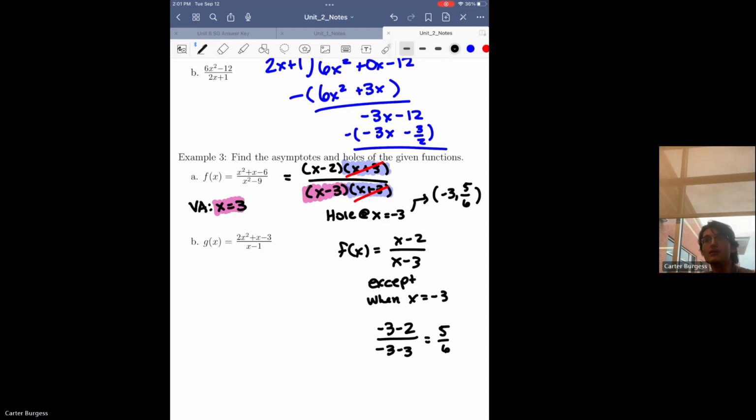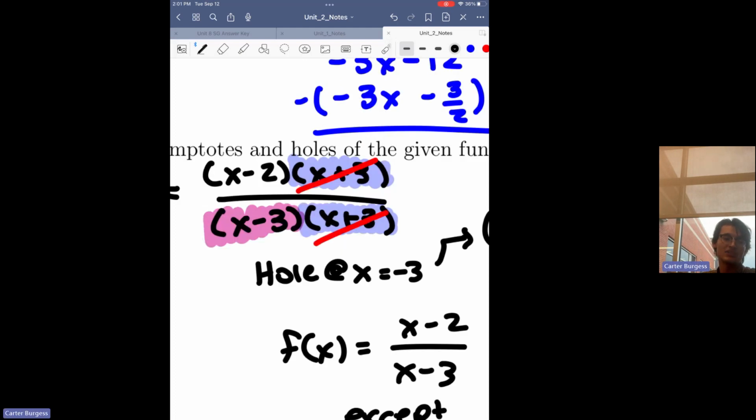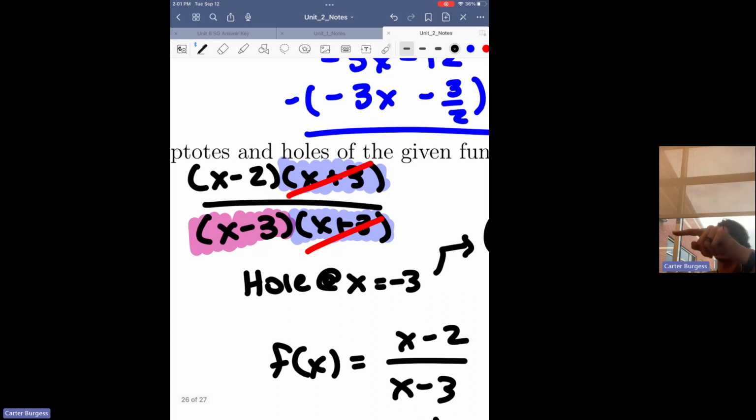Yeah, Dylan. So the root that is repeated is x plus 3, but the 0 that is repeated is negative 3. So it's the 0 that accompanies the root that we see.